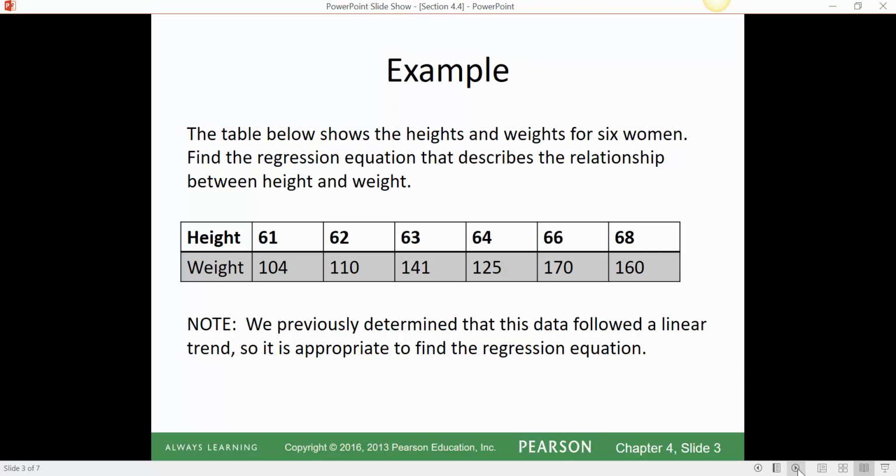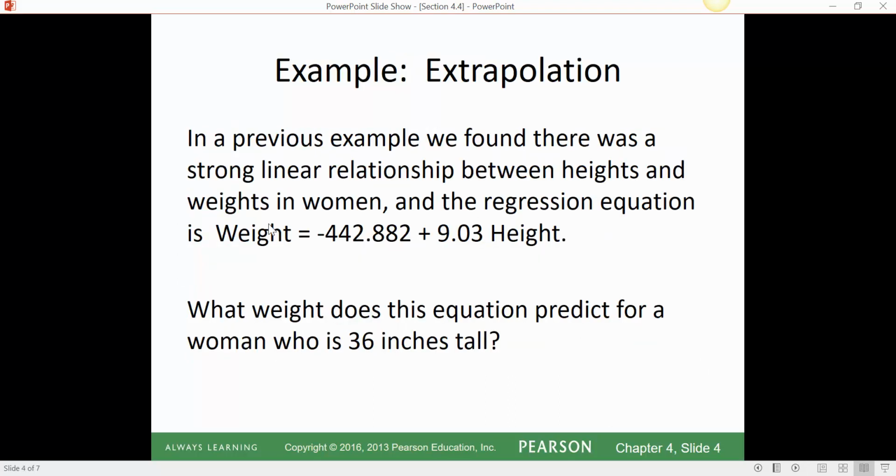If I go to the next slide, this is the slide that you have. It says in a previous example, we found there was a strong linear relationship between heights and weights in women, and the regression equation is weight equals negative 442.882 plus 9.03 times height. It asks, what weight does this equation predict for a woman who is 36 inches tall?